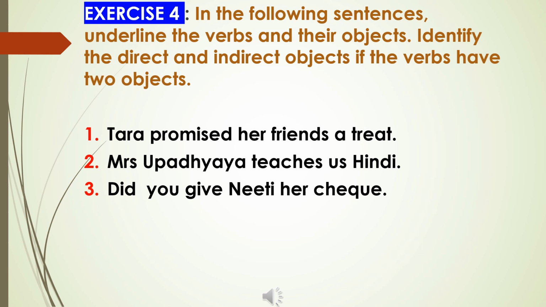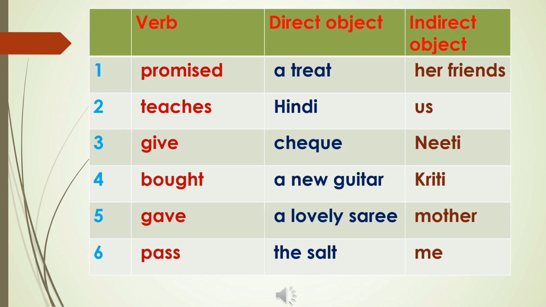Do one thing, pause the video here and continue your work. Here are the answers. First sentence, Tara promised her friends a treat. Promised verb, a treat direct object, her friends indirect object. Second, Mrs. Upadhyaya teaches us Hindi. Teaches verb, Hindi direct object, us indirect object.